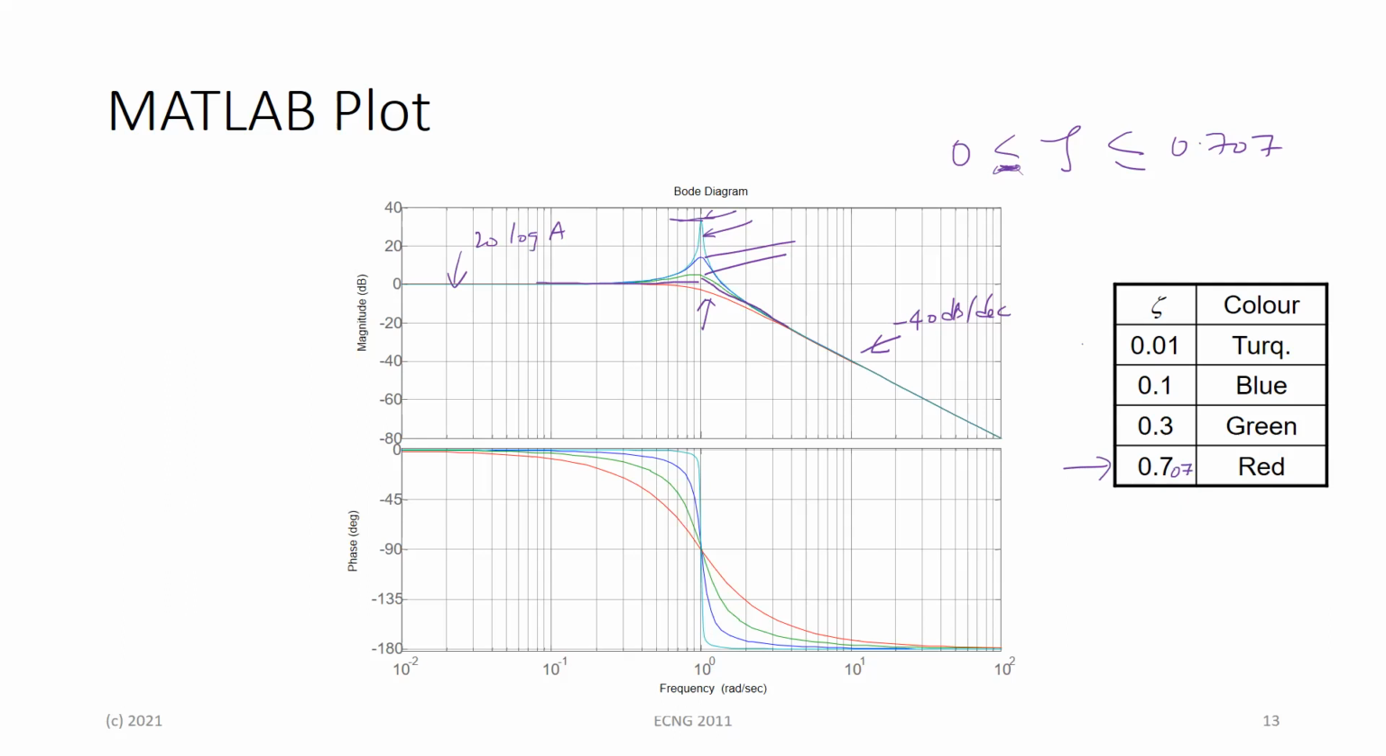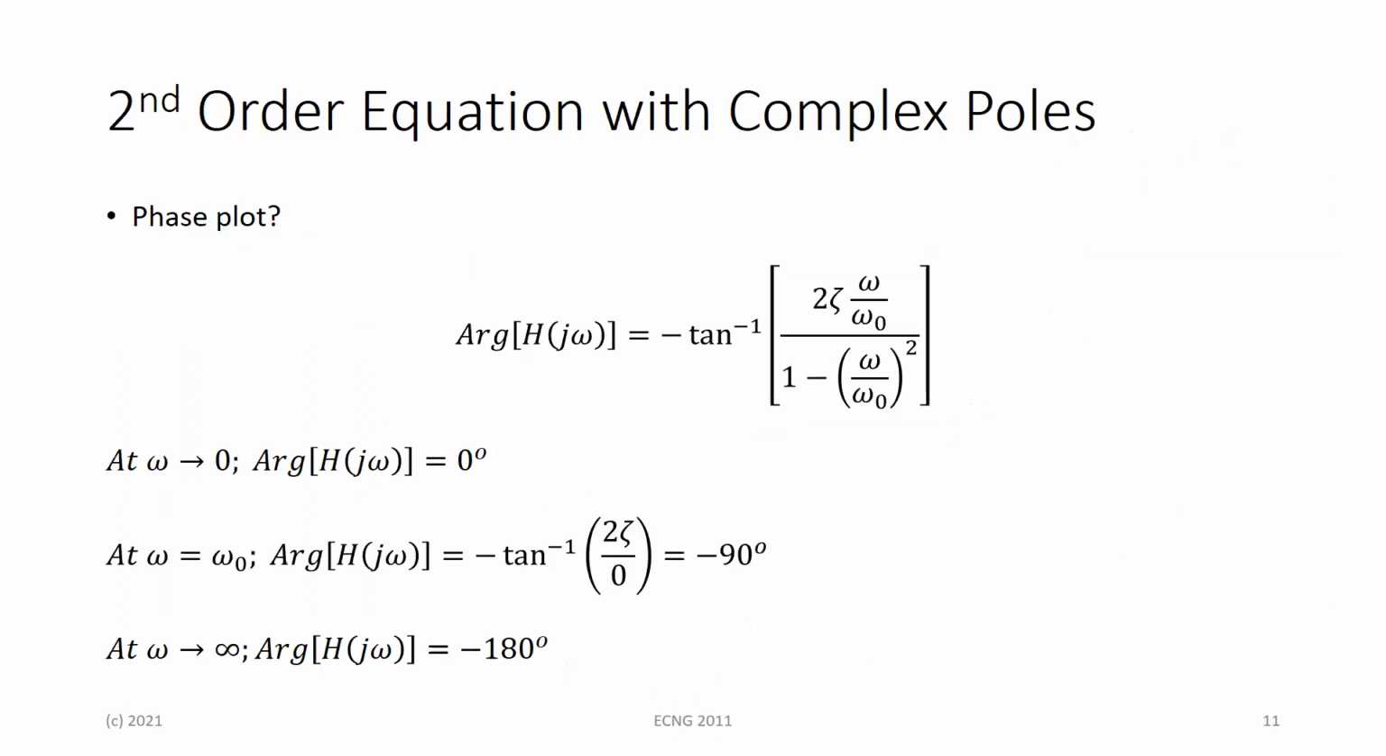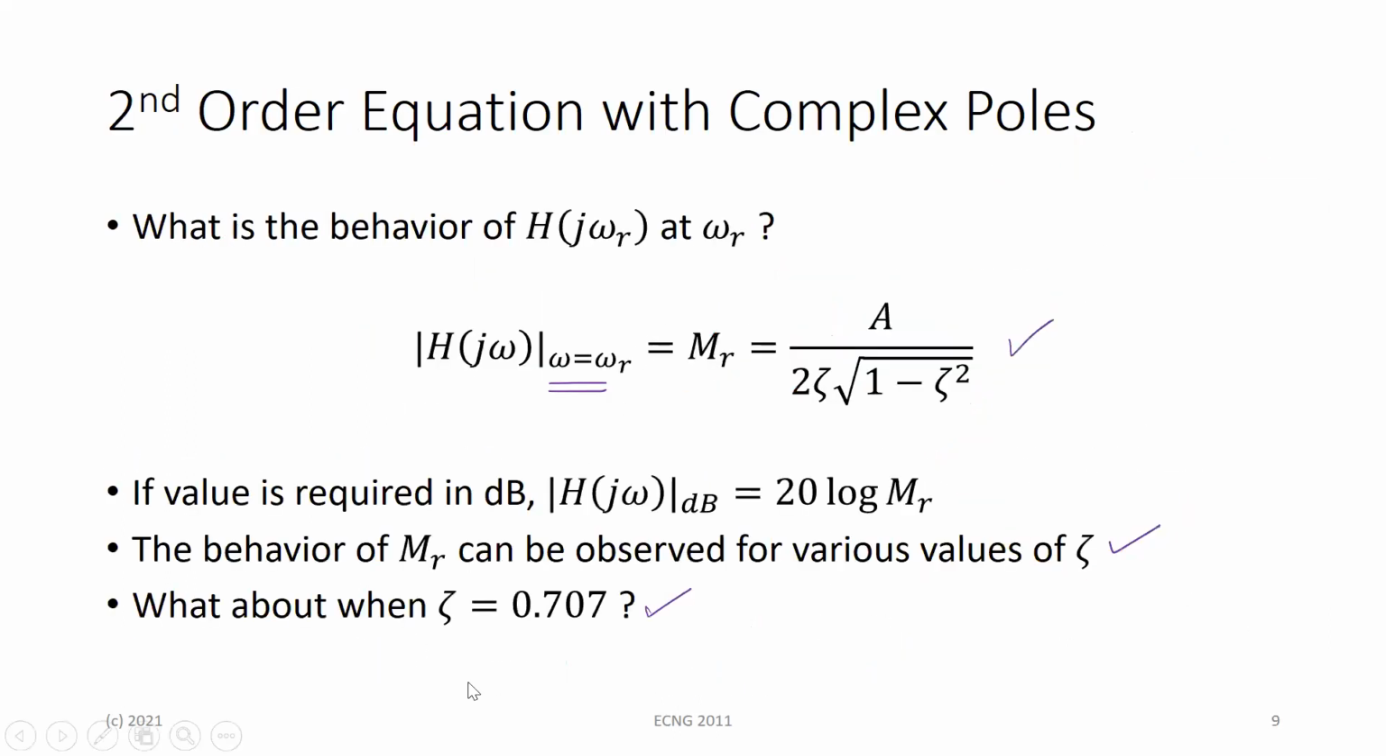Right, which is what we have done in some of the previous lectures here. So to answer the question, what about when zeta is 0.707? Right, as 1 over root 2. So 1 over root 2 squared would be what? 1 over root 2 squared would be a half, right?